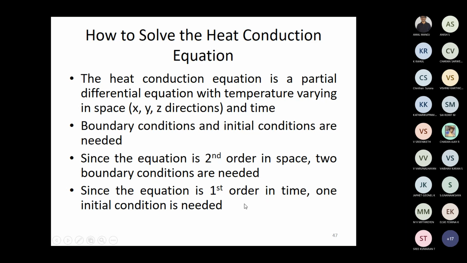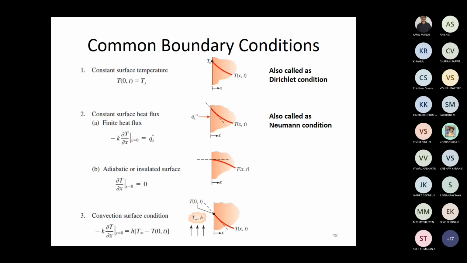And also, since the equation is first order in time, that means it is simply dou T by dou tau. It's not dou square T by dou tau square. It's first order, and therefore you will need only one initial condition. So with these conditions, you will be able to solve. What happens is, with these conditions, you will have enough number of equations and enough number of unknowns. From mathematics, we know that the number of unknowns should be the same as the number of equations. The same applies for partial differential equations also. So you need some boundary conditions and some initial conditions.